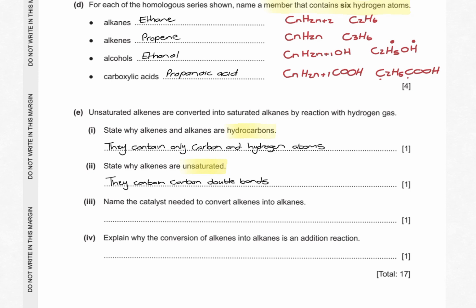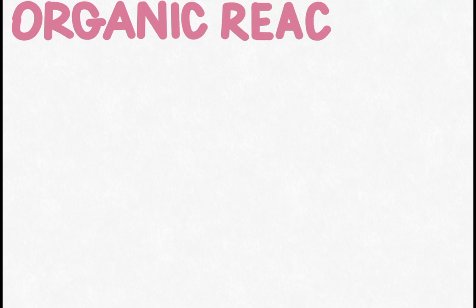Thirdly, they ask, name the catalyst needed to convert alkenes into alkanes. So for this reaction, we would need a nickel catalyst. Then lastly, they ask to explain why the conversion of alkenes to alkanes is an addition reaction. And to answer this, let's quickly go through our organic molecule reactions.